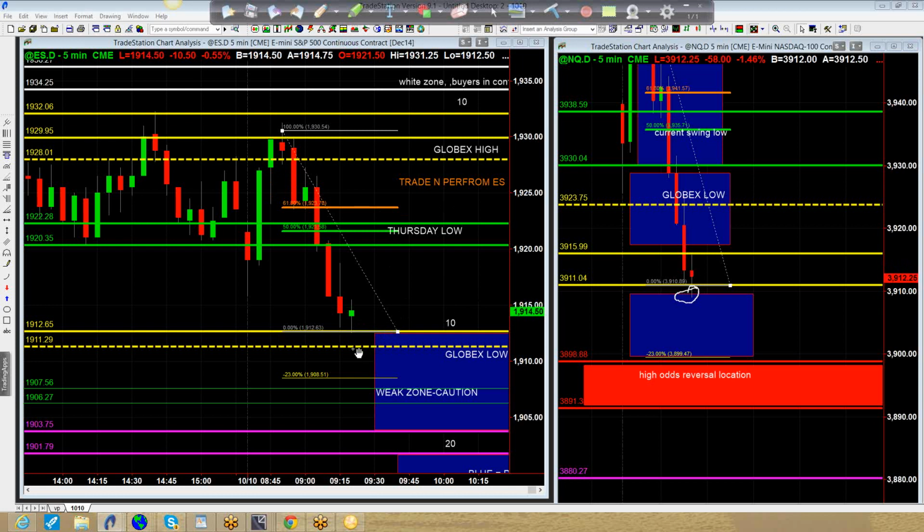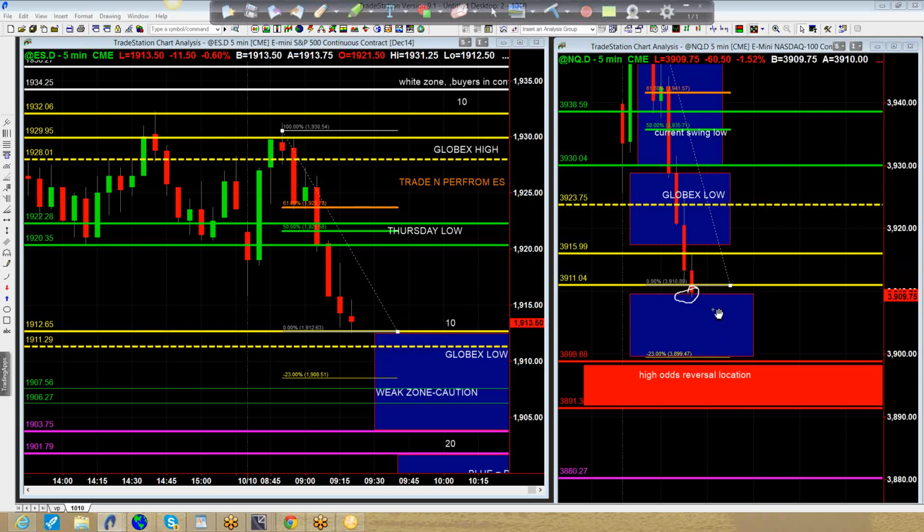I need 1 minute tick divergence now. We had tick extreme coming into that right at the low. Okay, and I would like to see tick divergence on the backside of that test at 1911 and a quarter now. Okay, if not, here's the problem.